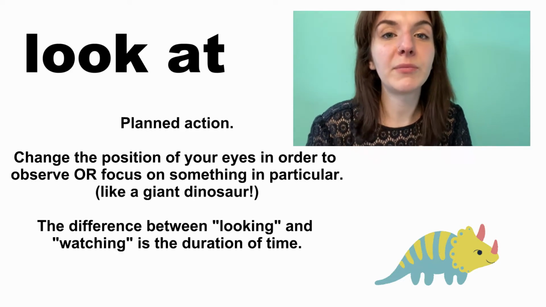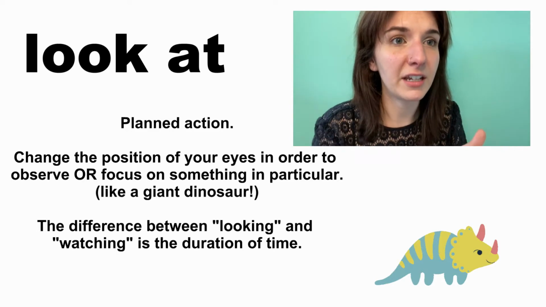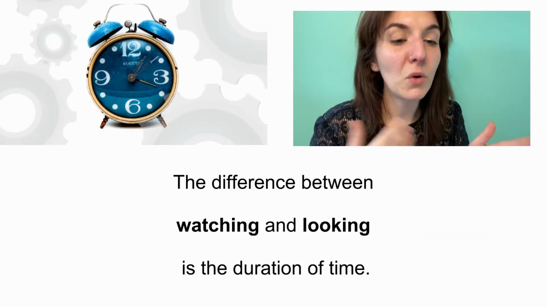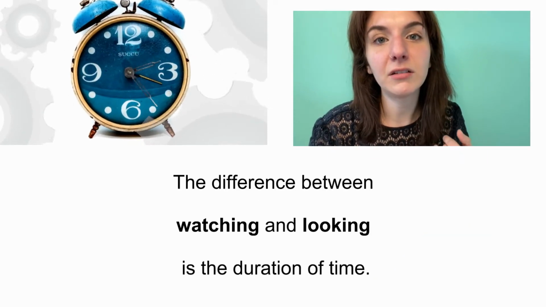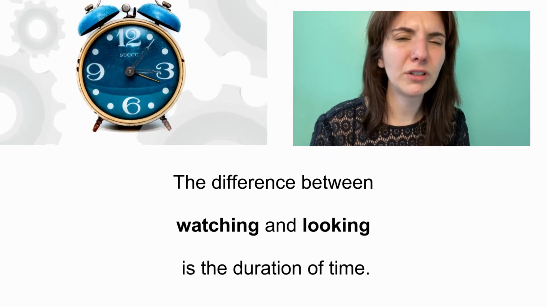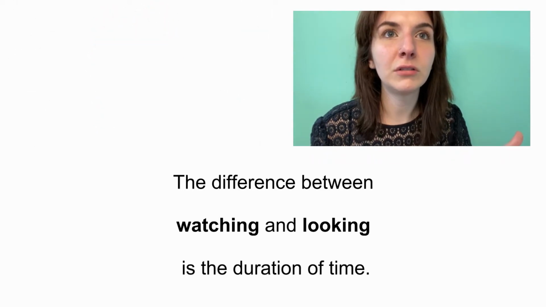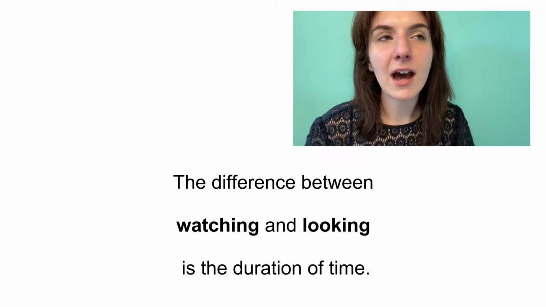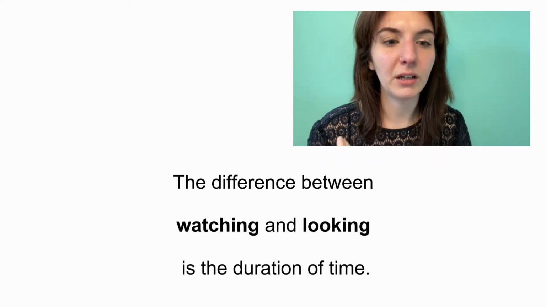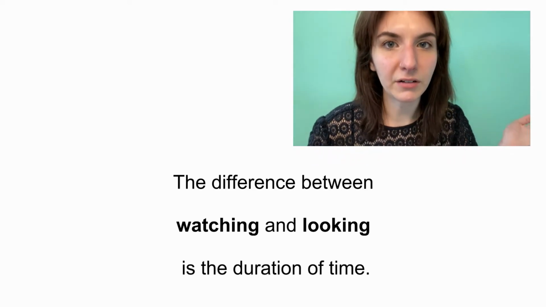You want to observe something in particular. Otherwise, you would keep your eyes fixed on the thing that you're originally watching. Normally, the difference between watching and looking is the duration of time. So we look at something really quickly, or not necessarily quickly, but long enough to gather what we need, and then we change the direction of our eyes. Whereas if we're watching something, we're pretty involved with it, and it takes place over a longer period of time.